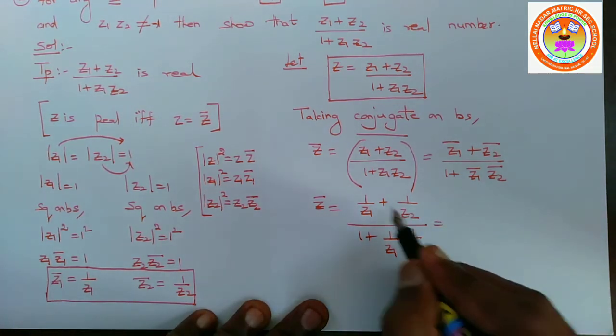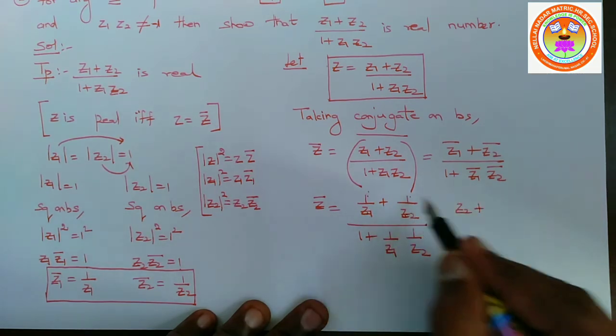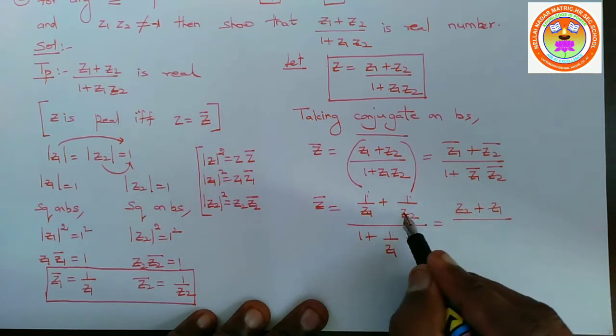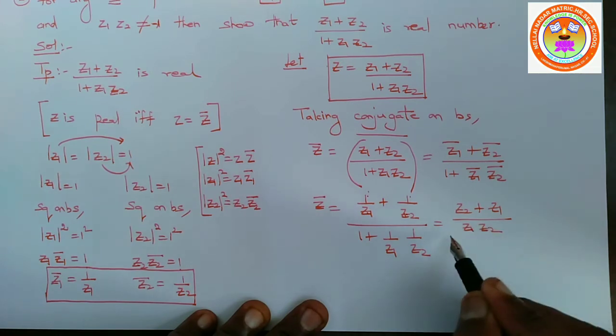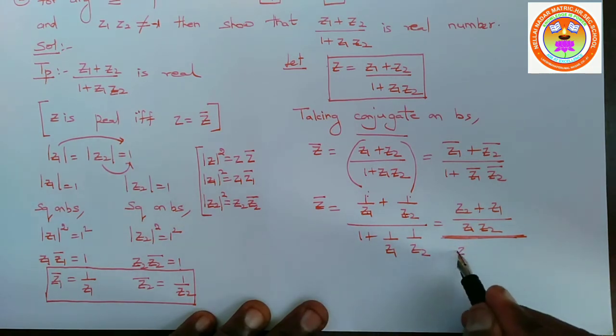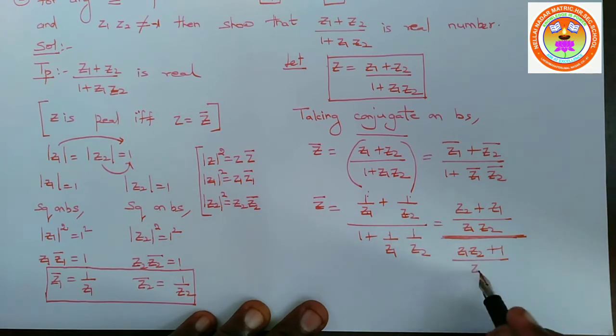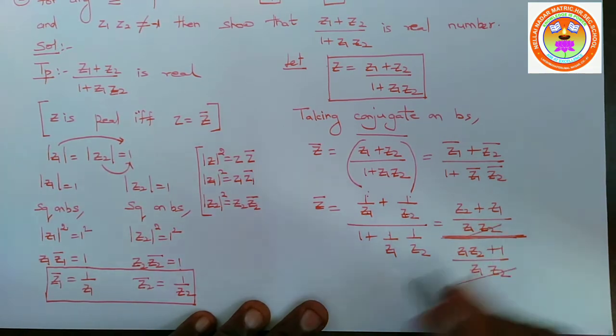So cross multiply. z2 moves here: z2 into 1 is z2, z1 into 1 is z1, and z1 into z2. The whole is divided by this: z1 z2 goes here, z1 z2 into 1 is z1 z2, and 1 into 1 is 1, divided by z1 z2. We can cancel z1 z2.